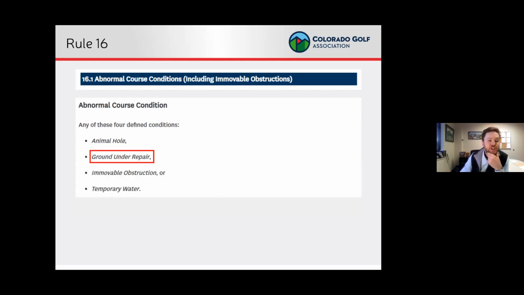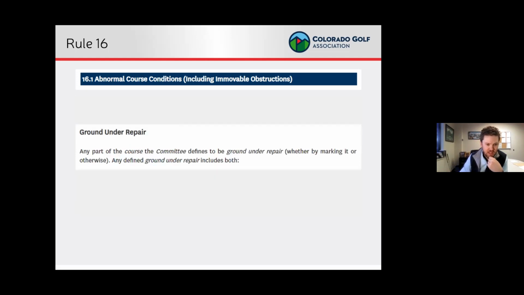So ground under repair is our next defined term, and that is simply any part of the course the committee defines to be ground under repair, whether by marking it or otherwise. And when it says or otherwise, that means by definition. They could say they're not going to mark a decorative flower bed right by the clubhouse. They're not going to put white paint down there. Certainly, they're just going to say, and what we do on the CGA's hard card is any decorative flower bed is treated as ground under repair with mandatory relief. If you played from there, it'd be a wrong place. So the committee can define it simply by wording to say, yeah, we're not going to go paint every single flower bed, but we can define it on the local rules as such.